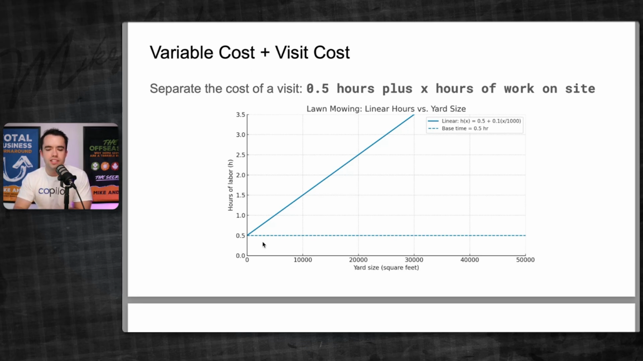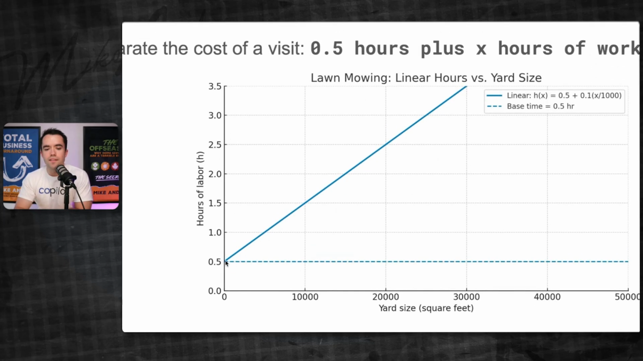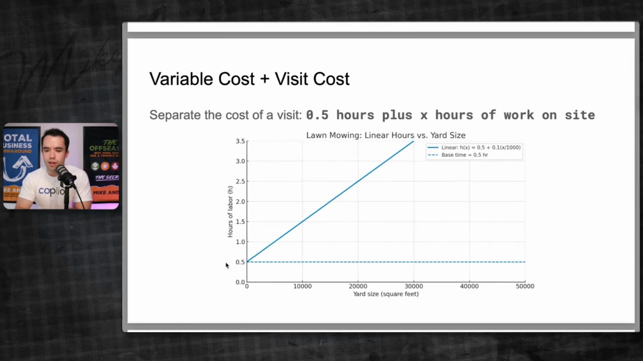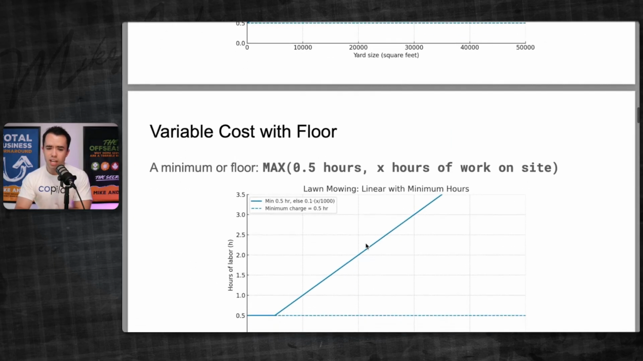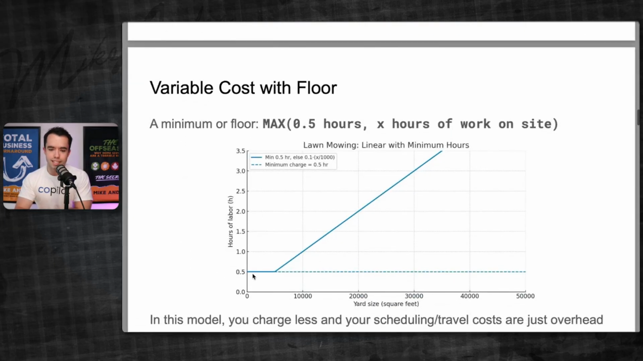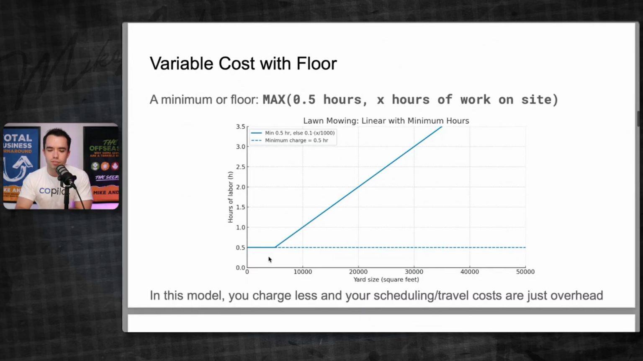The graph is gonna look something like this. When I compare yard size on the x-axis to hours of labor on the y-axis, I'm gonna have a minimum 0.5 budget hours right off the rip, then add on extra time after that, because that's my minimum cost. Now, if I use a minimum as a floor, this changes. I'm not gonna charge it immediately and then on top of that add my hours. I'm just gonna say, hey, look, I'm not gonna go below 0.5 in terms of budget hours. There's always a minimum of 0.5.